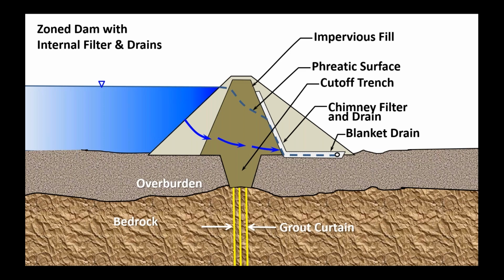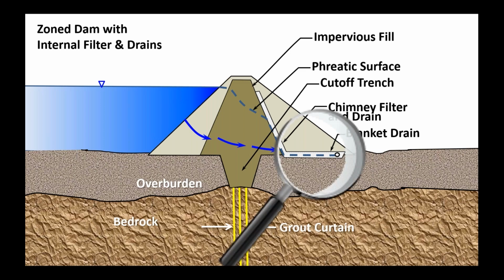So the next step was to put in a chimney drain and a blanket drain. And this chimney drain, the purpose of it was to intercept the seepage, to filter it so that if there was any fine material from the core of the dam, that would be filtered and only clean seepage would be discharged through the dam. So the concept here is to have controlled seepage through the dam. It's filtered and it's controlled.